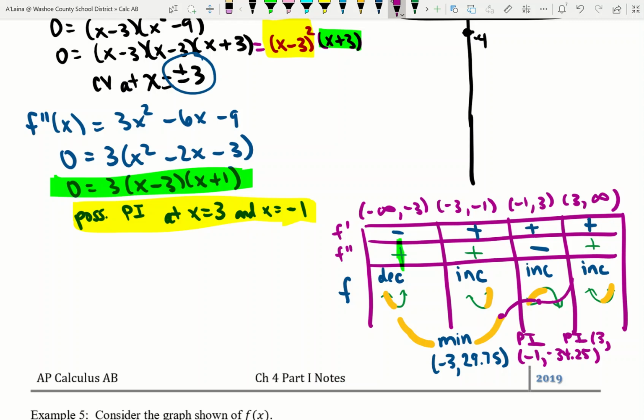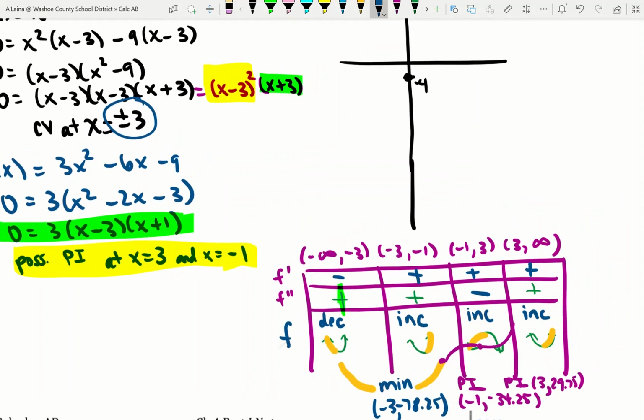And that's 29.75. Oh, I had the wrong value earlier. For -3, I gave you the wrong output. -3 has an output of -78.25. Now I'm going to go and place these three important values. The relative min, -3, -78.25. Maybe here. That's going to be the lowest part in this local region.